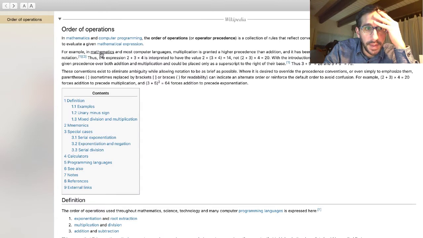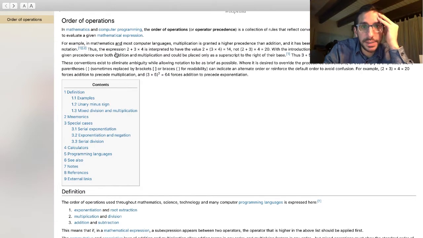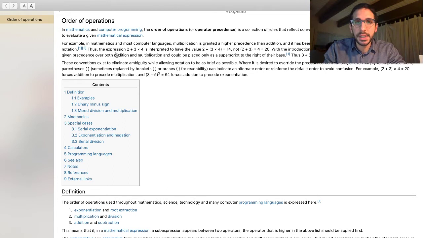For example, in mathematics and most computer languages, multiplication is granted a higher precedence than addition, and has always been this way since the introduction of modern algebraic notation. Thus, the expression 2 plus 3 times 4 is interpreted to have the value 2 plus (3 times 4) equals 14, not (2 plus 3) times 4, which would equal 20.